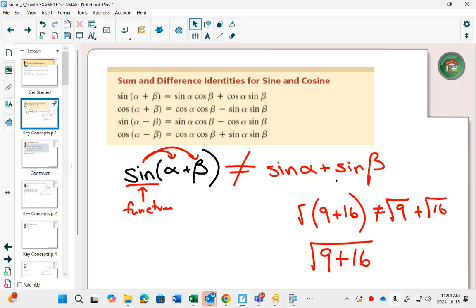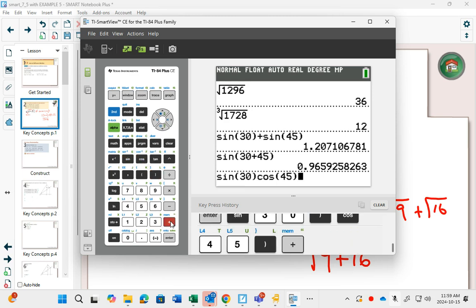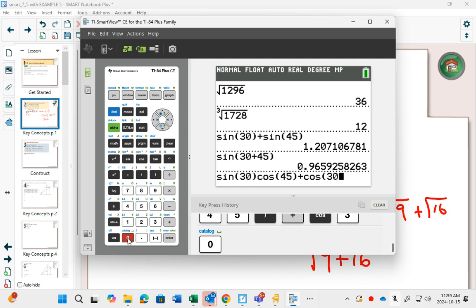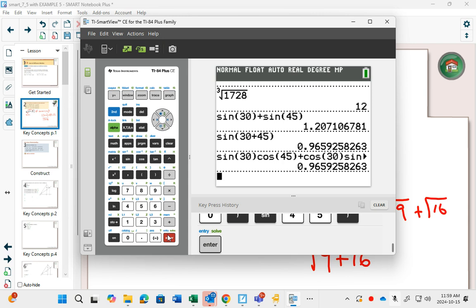Wow. But check it out, okay? I just did sine of 30, and if I do sine of 30 times cos of 45 plus cos of 30 times sine of 45, I get the exact same number. And your first idea is, okay, but why would you want to? That's a good question.